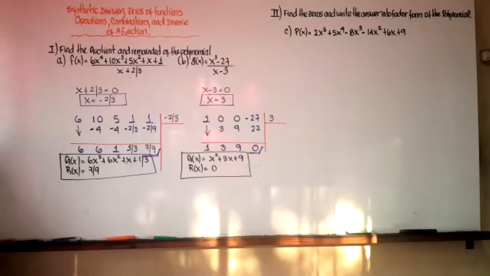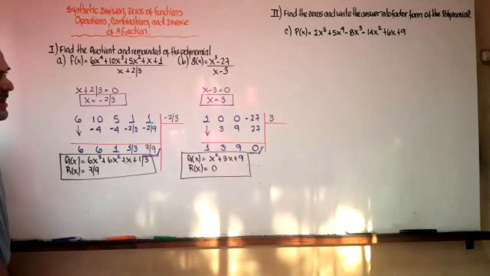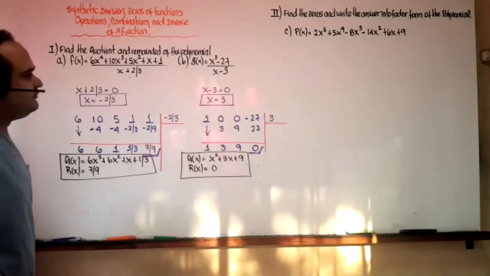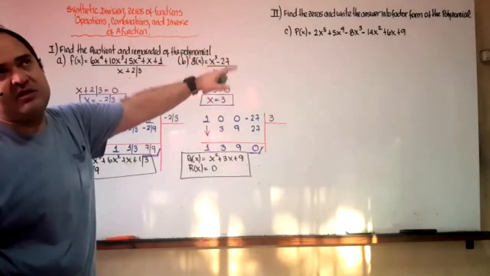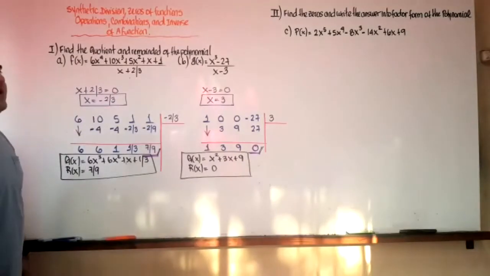Now, in the second part, the lesson we learned last Monday, we have to find the zeros of the function and write the answer in factor form of the polynomial. What does that mean? This polynomial is 2x fifth power plus 5x fourth power minus 8x cubed minus 14x squared plus 6x plus 9. Okay? Remember, x to the fifth power means we're going to have 5 solutions for x. So we have to find five answers to obtain the result.